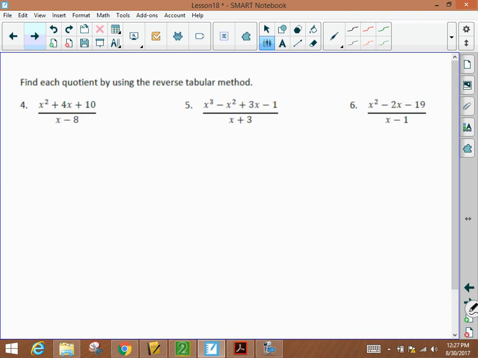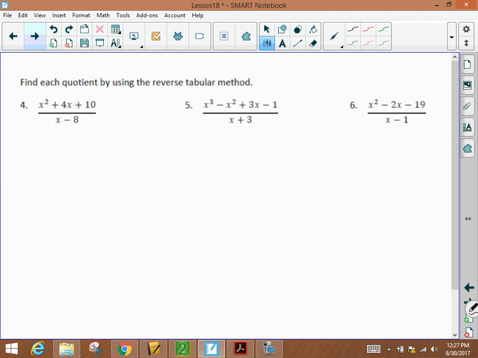Whew. Reverse tabular method. Maybe I'll do that for a couple. Actually, I'll go ahead and use reverse tabular method for 4 and 6, but I would like to use synthetic division on 5.